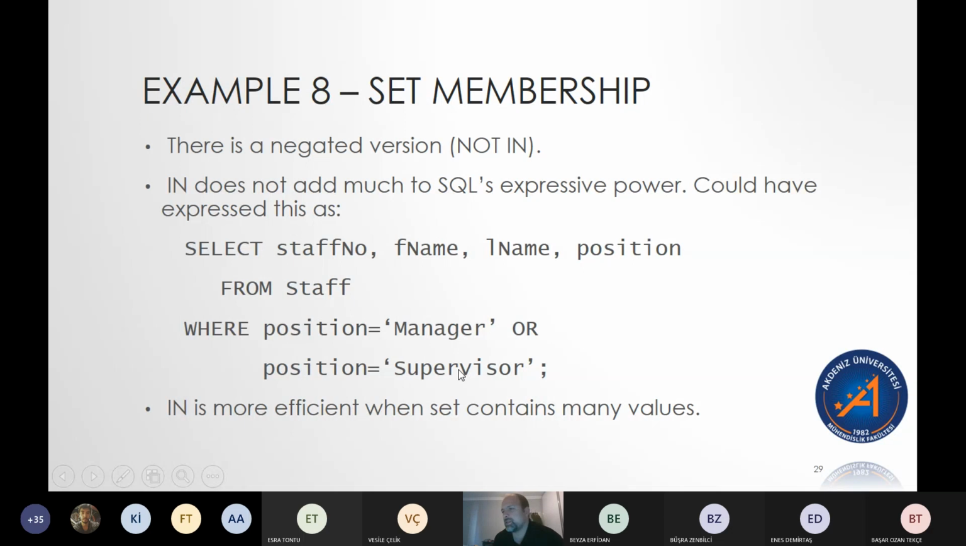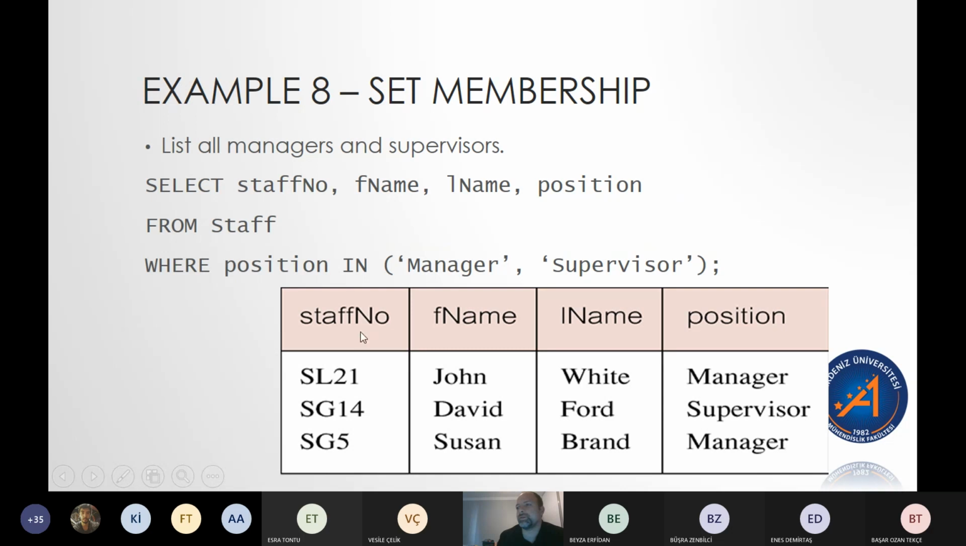I've had a number of students in past years who, when I've asked how do I get all results where the staff person is either a manager or a supervisor, will write where position equals manager or supervisor. But that's not right, because SQL does not understand what you're trying to do there. So make sure you either do position equals manager or position equals supervisor, or you can do it this way with the in a set of values.